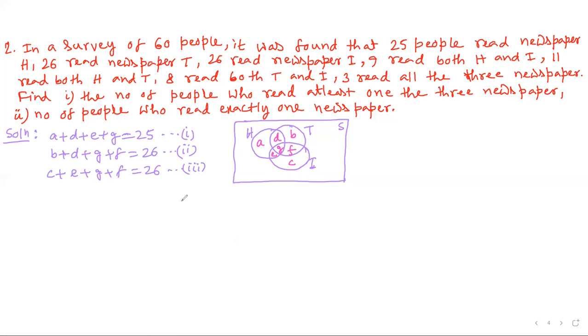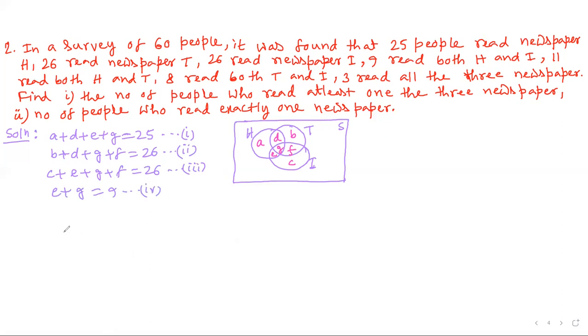Now, next condition, 9 read both newspaper H and I. So check the Venn diagram. Both H and I means the common portion of H and I, and in the common portion of H and I there are E and G. So we can write E plus G is equal to 9. This is equation number 4.